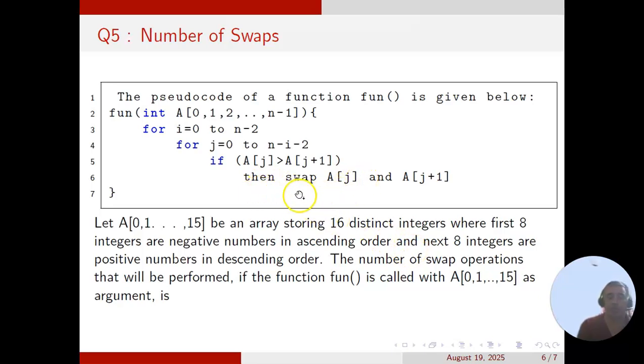Now to solve this problem, we will consider a smaller input. We will consider 6 integers. In 6 integers, 3 must be negative numbers which are already in ascending order: -3, -2, -1, and the remaining 3 elements are in descending order. We will consider 40, 30, 20.